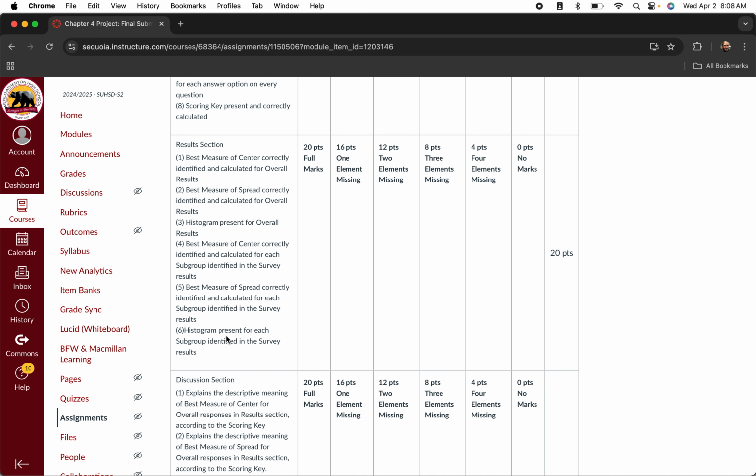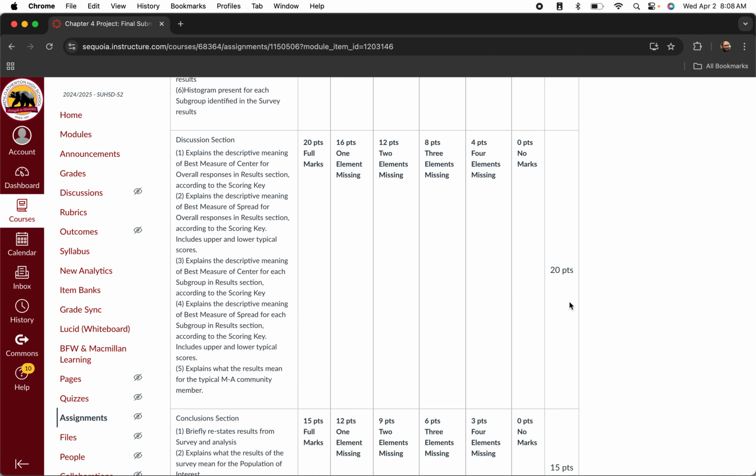So if you asked about freshmen, sophomores, juniors, and seniors, then you are going to need 5 measures of center, 5 measures of spread, and 5 histograms. 1 for freshmen, 1 for sophomores, 1 for juniors, 1 for seniors, and those are all on top of your overall results.